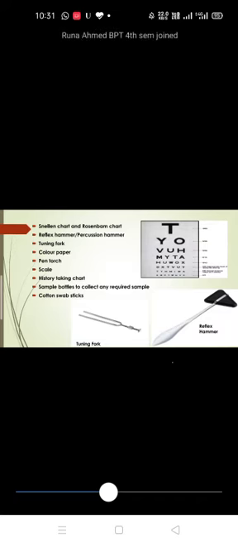So here is the picture of the Snellen chart. Then next is reflex hammer. Here you can see the picture, reflex hammer for checking the reflexes. Then tuning fork, here is the tuning fork. Then color paper for checking the color discrimination. Then pen torch, scale, history taking chart, then sample bottles, then cotton swab sticks. So all these are the required articles while doing physical examination.